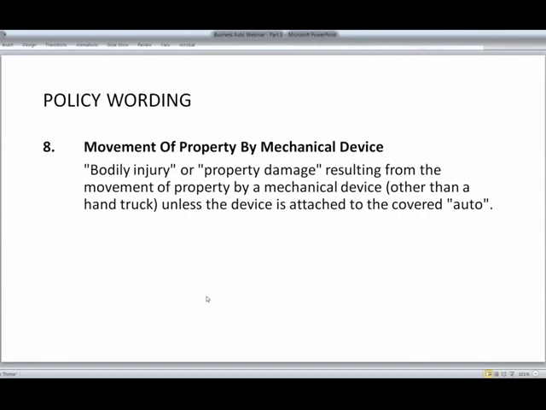Movement of property. We also exclude bodily property damage resulting from the movement of property by mechanical device other than a hand truck. What's a hand truck? Well, we see them attached on the front of a delivery truck. A hand truck can be a wheelbarrow. A hand truck can be a non-palletized pallet jack.